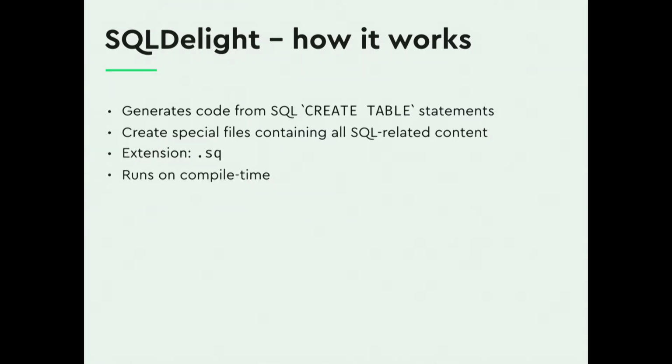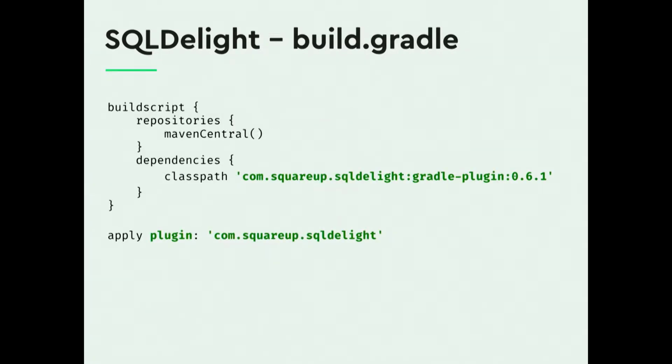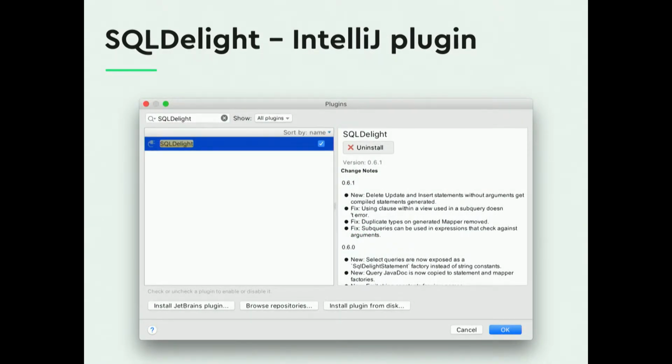As I mentioned, it also does compile time. So how do you make use of that? In your build script file, you just add those dependencies, and also don't forget the plugin. And not only that, but they also provide an IntelliJ plugin, and it can be found there. It provides so many nice features. I'm going to go through all of them now.